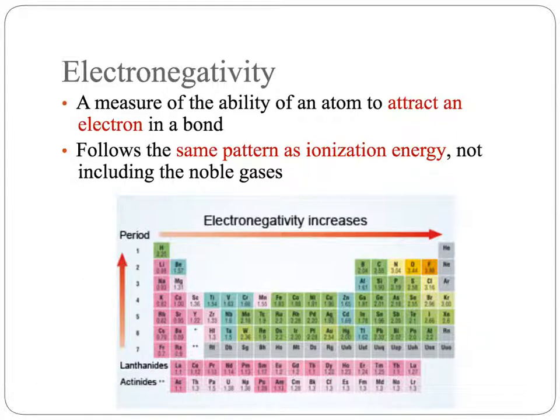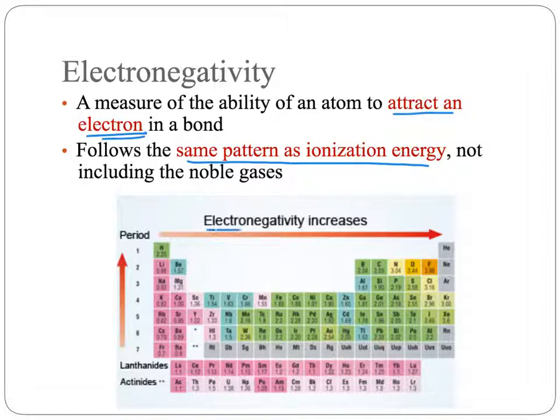Electronegativity is the flip side of ionization energy. It's not how much energy is needed to take an electron and move it away, but it's a measure of the ability of an atom to attract an electron, to pull that electron to it in a chemical bond. Because they're sort of flip sides of the same thing, what's happening to the electrons, the pattern is the same as ionization energy, again, not including the noble gases.